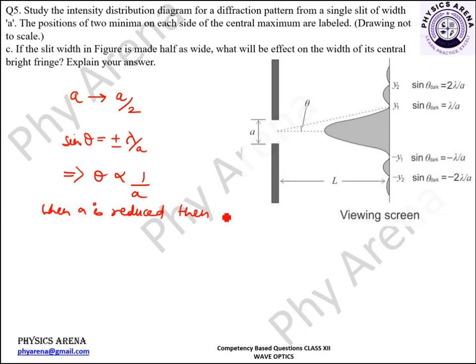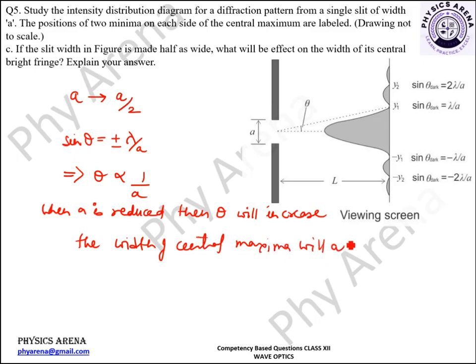So when a is reduced, then theta will increase as they are inversely proportional. And when theta is increased, the width of the central maxima will also increase. So if we reduce the slit width, then the width of the central maxima will increase. And that's the answer for part C.